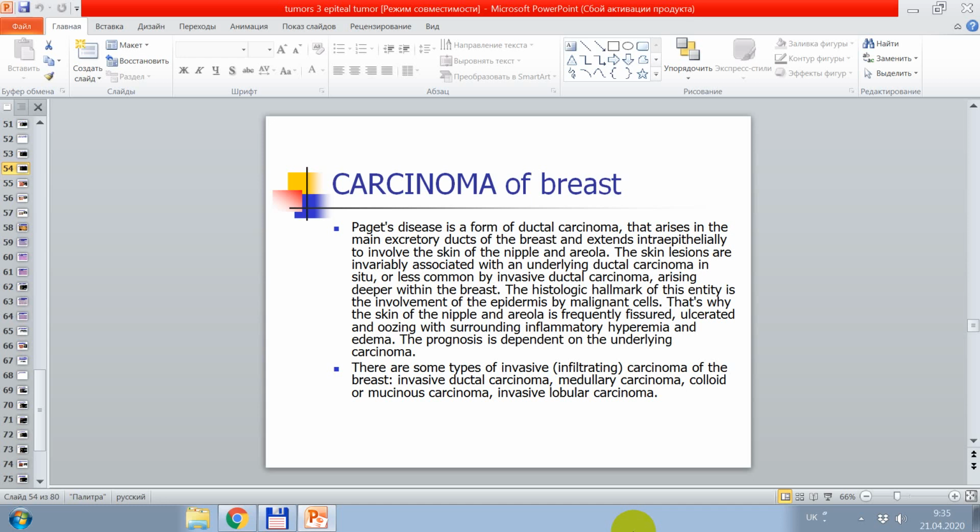There are some types of invasive infiltrating carcinoma of the breast: invasive ductal carcinoma, medullary carcinoma, colloid or mucinous carcinoma, and invasive lobular carcinoma.